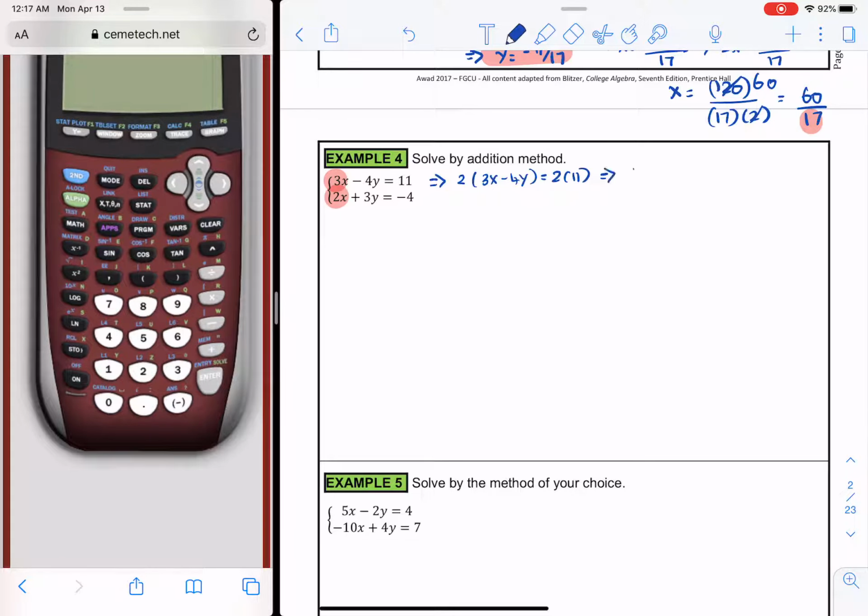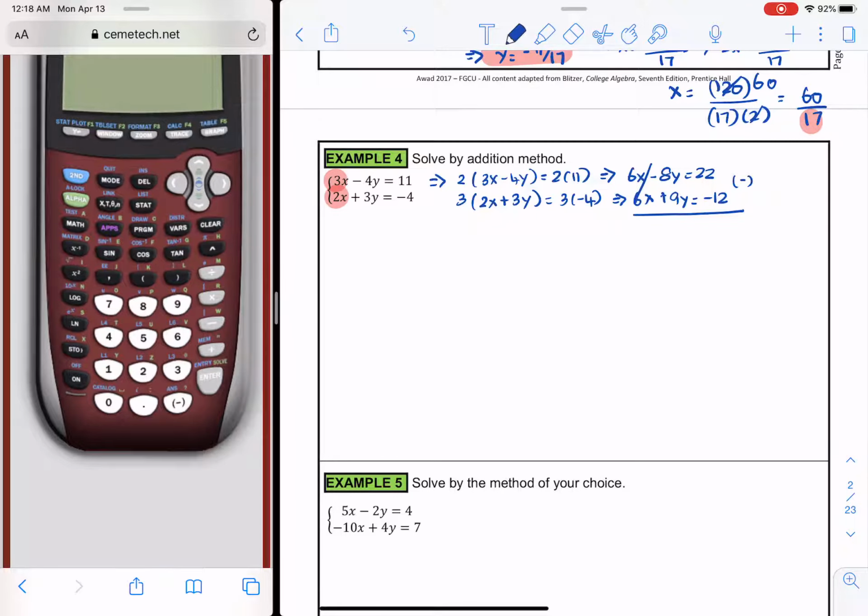which would imply 6x minus 8y equals 22. If I multiply by 3 on both sides with the second equation, I would have 6x plus 9y equals negative 12. I am going to subtract the 2. 6x minus 6x would go away.